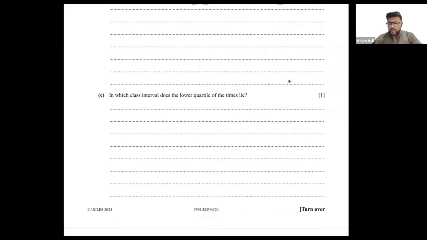Okay. In which class interval does the lower quartile of the time lie? Lower quartile exists at 25th percentile. So 25th percentile of the total frequency, that is 150. What's 25th percentile of 150? 37.5. So we are looking for the 37.5th observation.